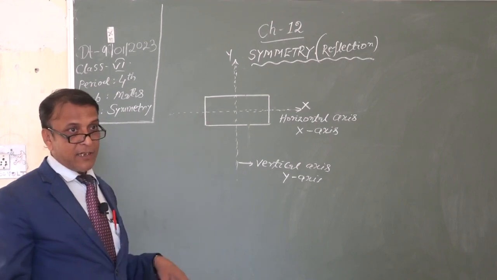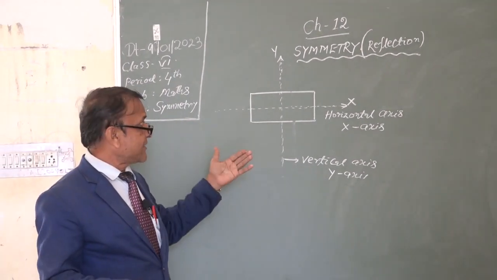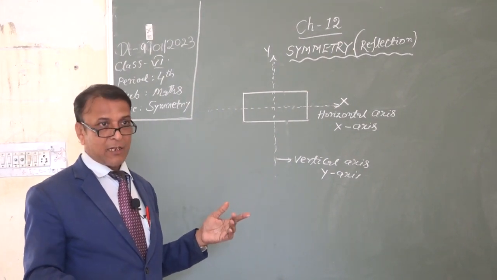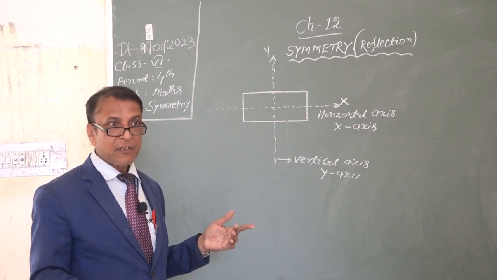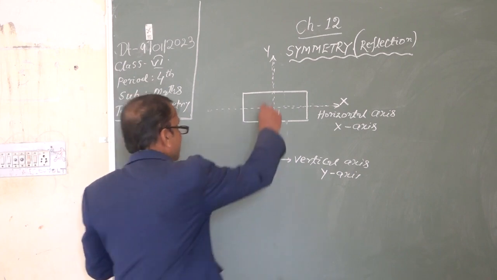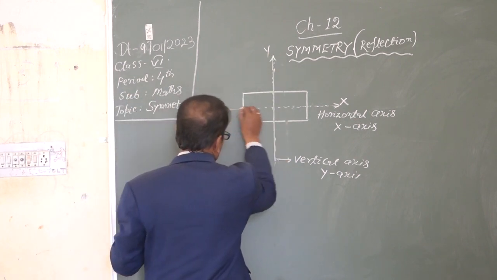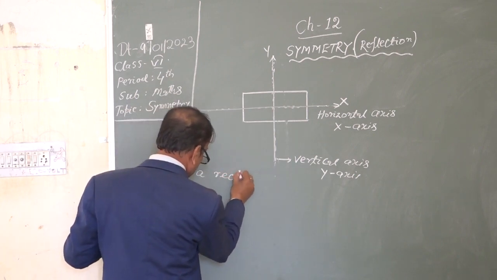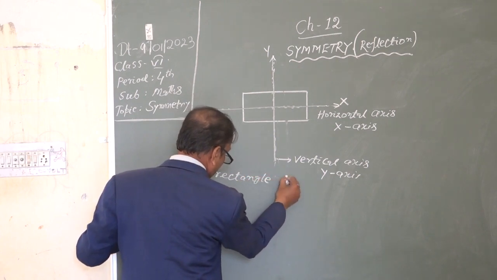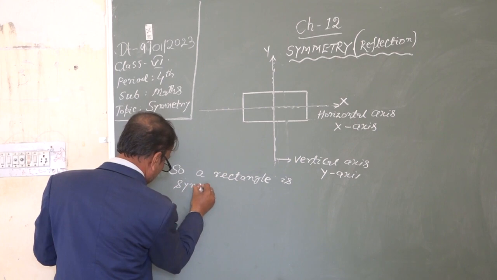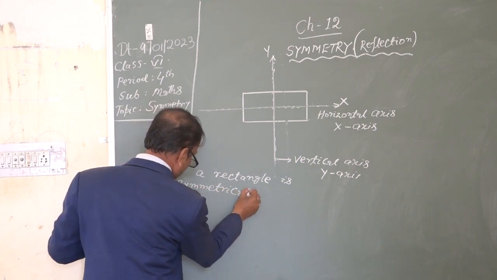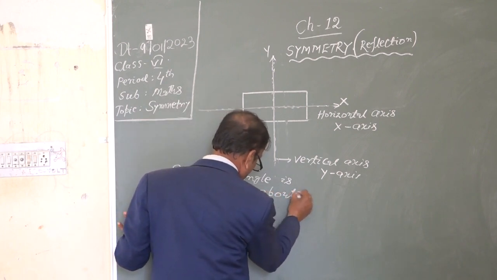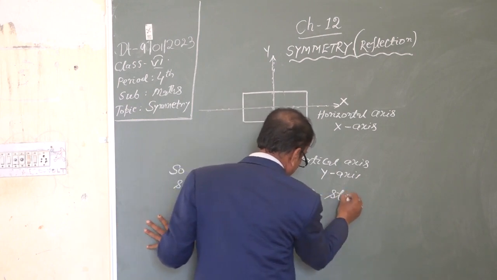So a rectangle is divided into two parts by the x-axis and by the y-axis, by a horizontal line and by a vertical line. That means it is symmetrical about how many lines? Two lines. This is one line. This is one line. So write down: a rectangle is symmetrical. Symmetrical means equal two halves, symmetrical about two straight lines.